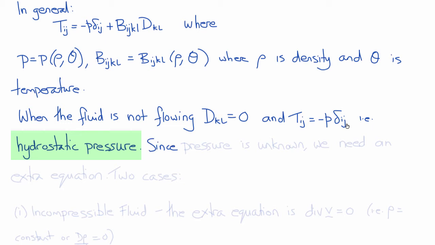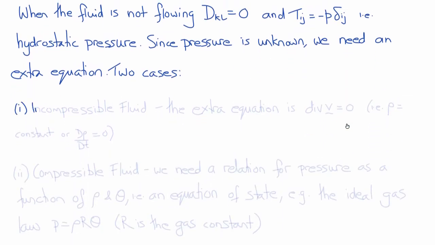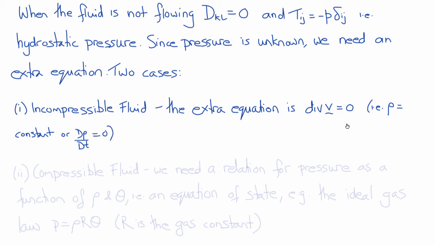Now, since the pressure is unknown in this formulation, we need an extra equation or condition to find it. There are two possibilities for defining that extra condition that can be used to solve for the hydrostatic pressure. The first is incompressibility. In an incompressible fluid, we have the extra constraint from conservation of mass that since the density is constant, the divergence of the velocity vector is equal to zero.